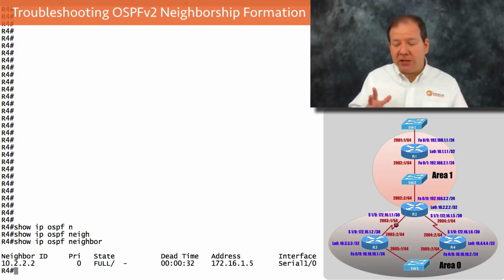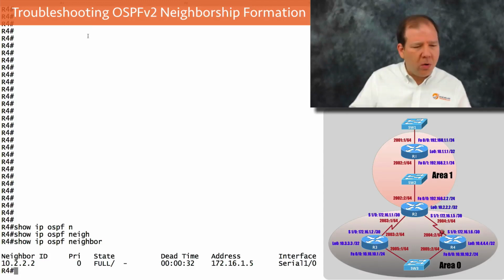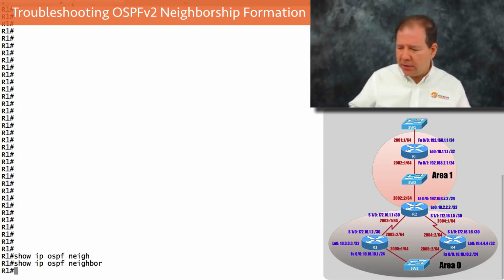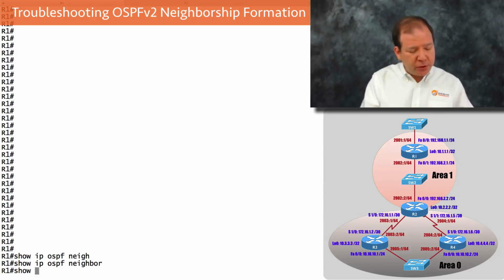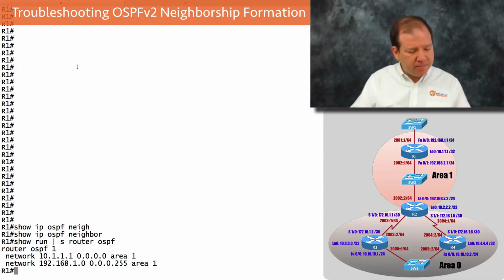Well, obviously we've got some issues here. Let's start at R1 up at the top and sort of work our way down. On R1, let's go take a look at the configuration of OSPF. I'm going to do a show run | section router ospf. Let's take a look at the configuration.